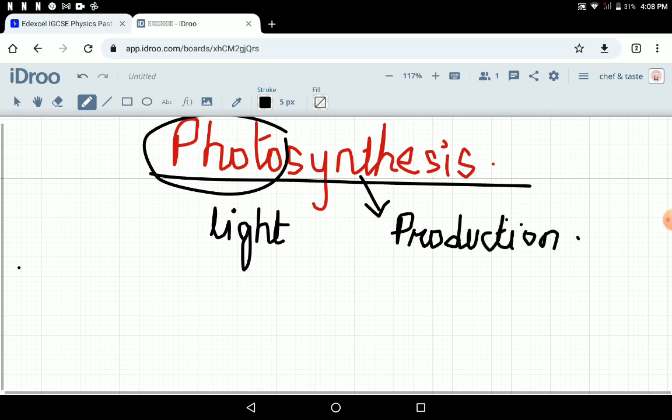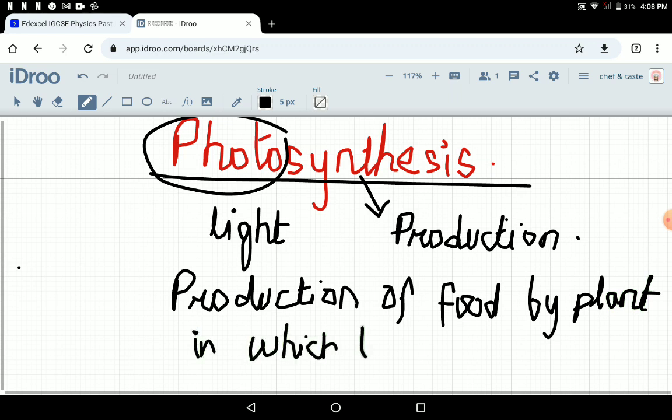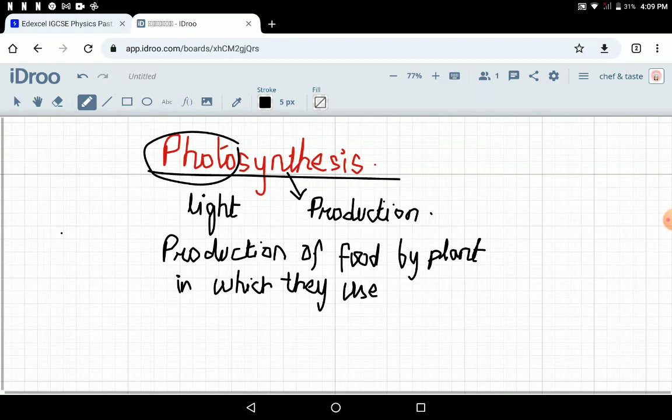And so we can define photosynthesis as production of food by plants, in which they use sunlight. And in this process, plants use sunlight through using their chlorophyll.